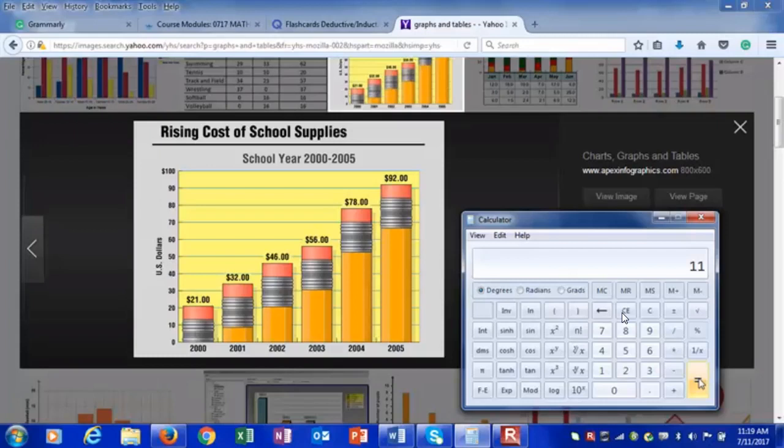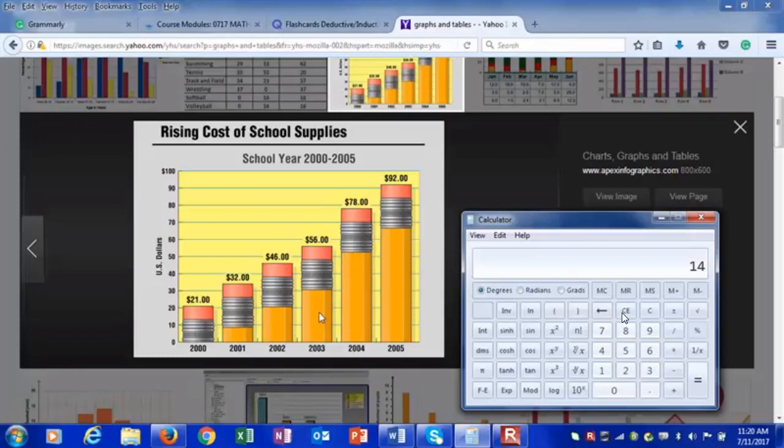So now let's keep going. Between 2001 and 2002, it's gone from 32 to 46. Well, how much of an increase is that? Well, you take 46 and you subtract 32 from it. It's gone up now $14. So between 2000 and 2001, it's gone up $11. Now it's gone up $14. Okay? Now, between 2002 and 2003, it's gone from 46 to 56. Well, we can figure that out. That's just $10. So far, so good. It looks like the cost is going down.